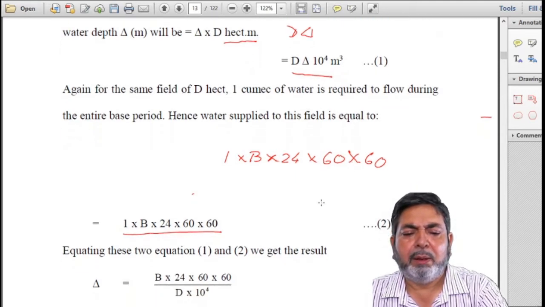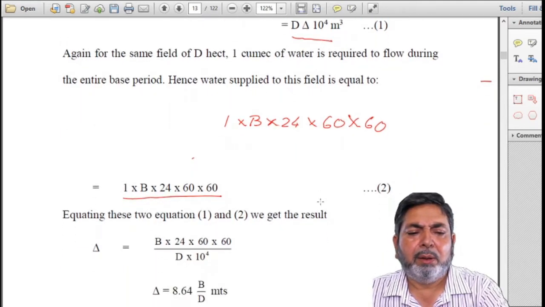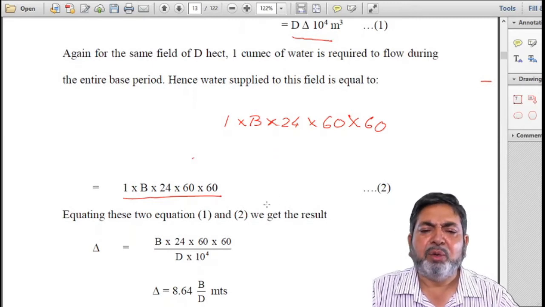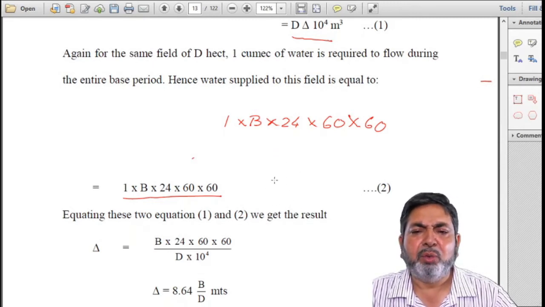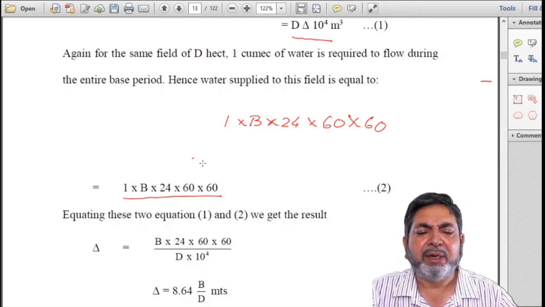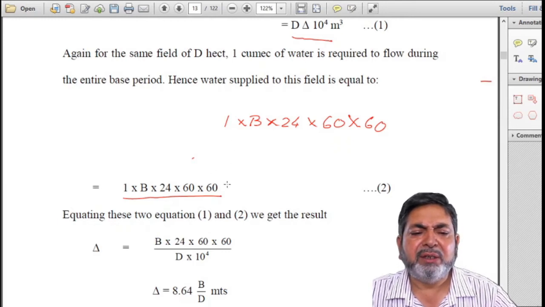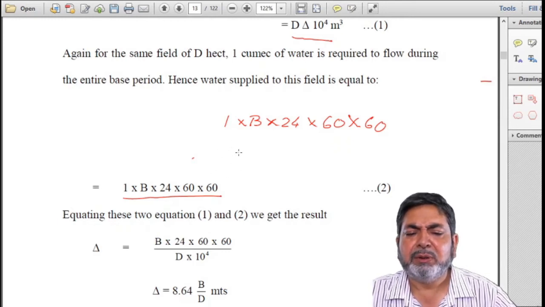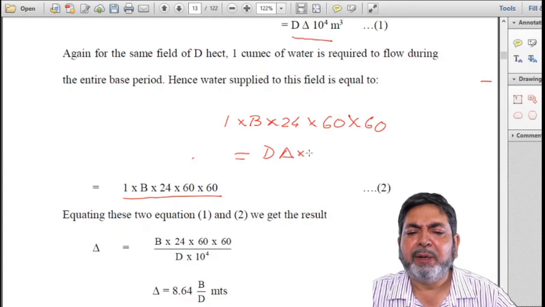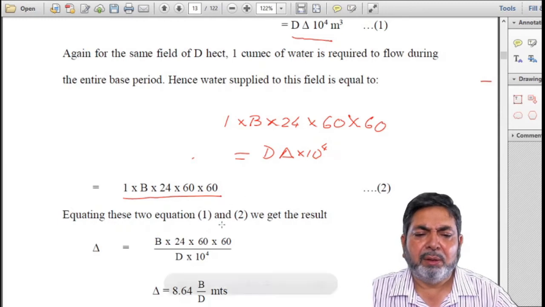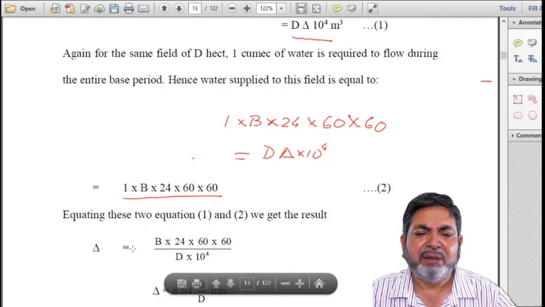Now equating equation 1 and 2, this is equation 2 and there it was equation 1, d into delta. So when you equate these two equations, you make it equal to d into delta multiplied by 10 to the power 4. Now from this equation you can find out the value of delta.